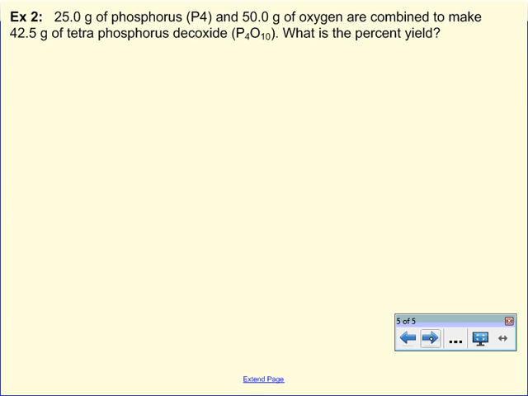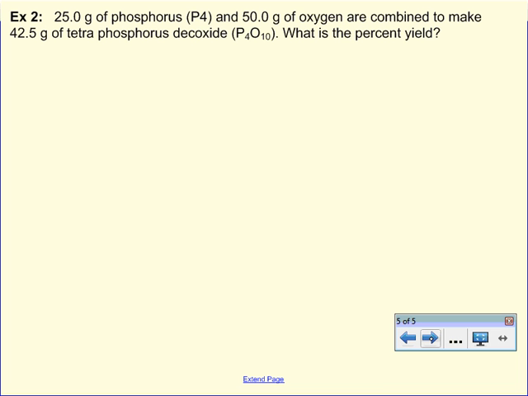So let's take a look at this slightly more difficult question. I have 25 grams of phosphorus, P4, and 50 grams of oxygen, and I combine them to make 42.5 grams of tetraphosphorus decoxide, P4O10. And I just want to know the percent yield. So first thing I have to do is find which one is limiting. Which one is my limiting reagent? Because that's going to determine how many moles I could possibly make of my P4O10. Is it going to be phosphorus or is it going to be oxygen?